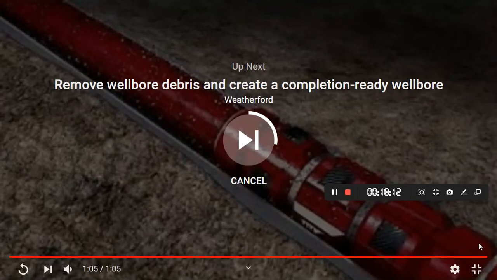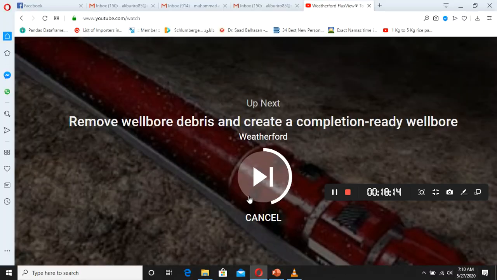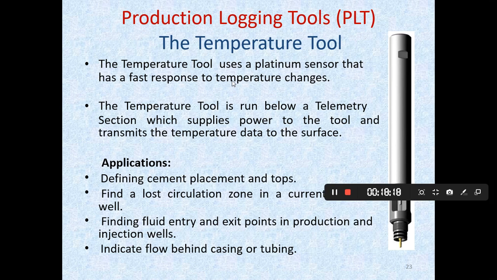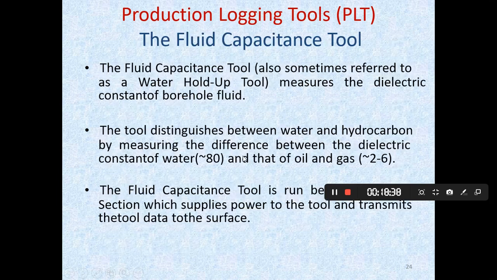Determines. Temperature tool. Okay, and it tells us the temperature wherever it crosses. It tells us the temperature, what's going on there, and it tells us the cement placement based on the temperature. It finds the lost circulation zone. It finds the exit and entry point. It also helps us locate where the oil water contact and gas water contact are, because oil and gas have different temperatures and so on. And I will show you now the temperature.